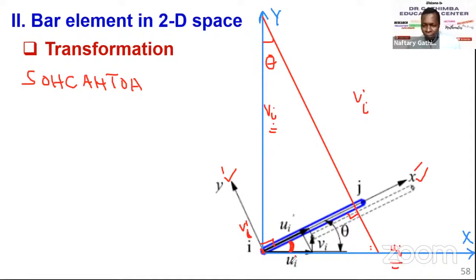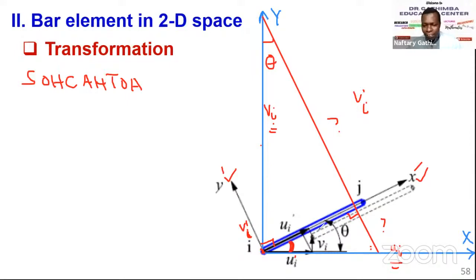I am given at the local scale, ui and vi. Because I know these sides, the reason I was extending this angle is because I want to use these triangles. I don't know these sides, I don't know this side, and I might not need them.